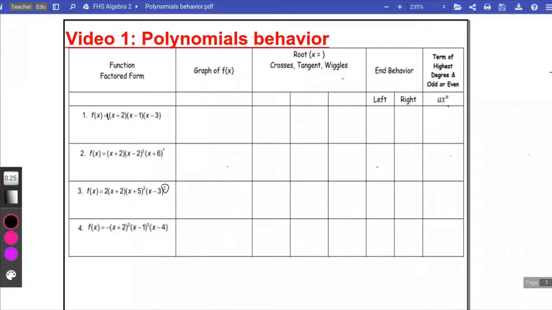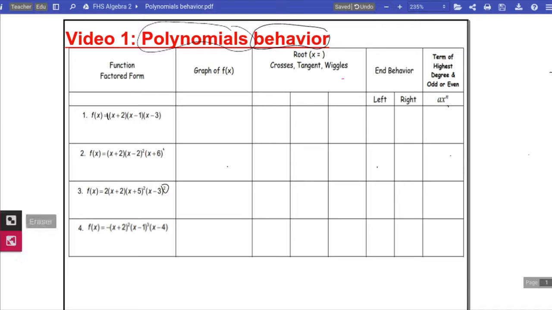So what we're doing today is polynomial behavior. Polynomial behavior, what does that even mean? Well, check this out. We're going to dive into trying to understand how to read these graphs, how to come up with graphs. So if I give you three factors, you see these factors, for number one, you have 1, 2, 3.